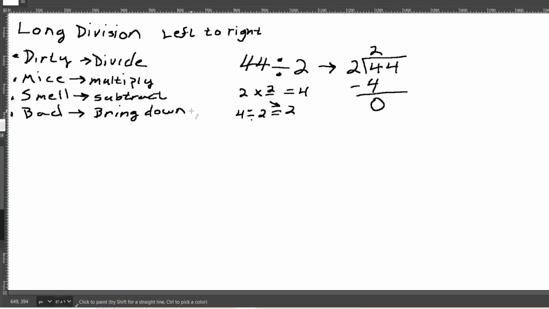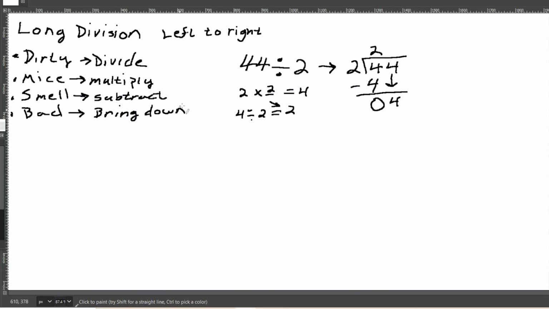So I just subtracted. Now I've got to bring something down. This also gets confusing for a lot of people. What am I bringing down? Well, I'm trying to divide 2 into 44. I already handled this 4. The only thing that's left is the second 4, the 4 in the 1's position here. So I bring that down.